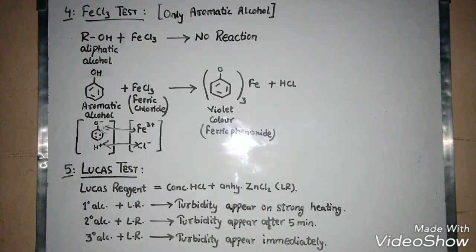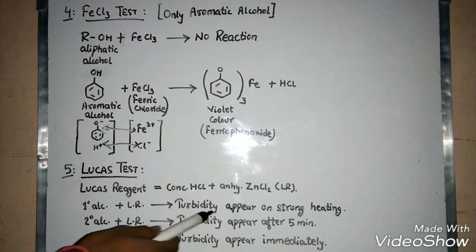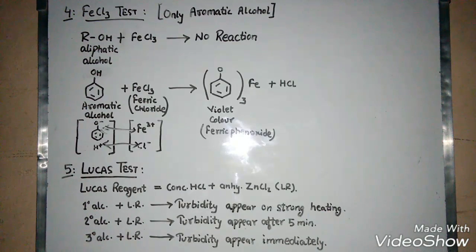When 1 degree alcohol is treated with Lucas reagent, the turbidity or cloudiness in the solution appears only on strong heating. So the turbidity doesn't appear immediately. In 2 degree alcohol, turbidity appears after 5 minutes, whereas in 3 degree alcohol, when it is treated with Lr, turbidity appears immediately. So you can distinguish between these different alcohols depending on their turbidity. So this is the Lucas test.